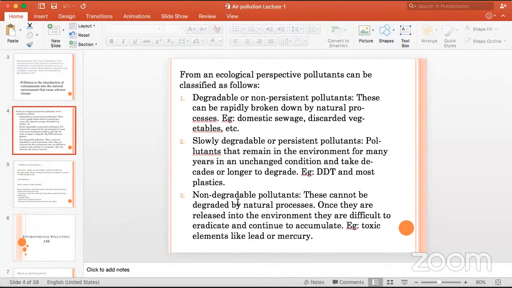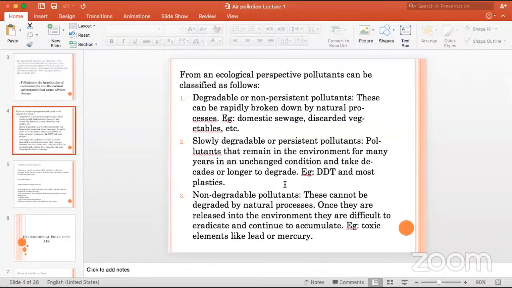The non-degradable type. What happens here? They are not degradable by natural processes, and once they are released, they continue to accumulate. Once you put it in the environment, it is going to stay there for a long time. So what do you do with it? It keeps on persisting. It keeps on causing pollution. It causes harm. The mere existence of this compound is causing harm. Therefore, these non-degradable pollutants are extremely difficult to eradicate, and therefore, they are the most dangerous type.